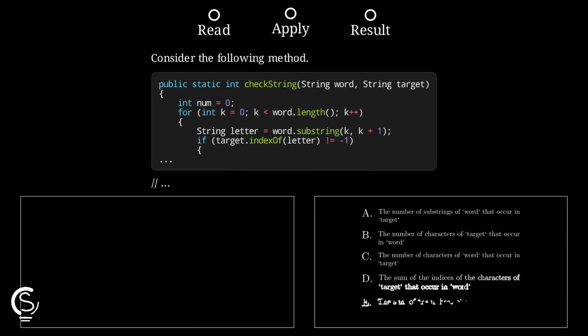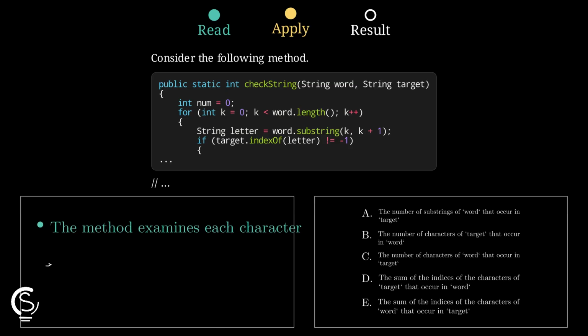First, look at the for loop, which iterates through every single character in the word string. It uses the variable k to track the current index from 0 to the end. Inside that loop, the code creates a one-character substring at position k. Then it uses the indexOf method to see if that specific letter exists anywhere inside the target.